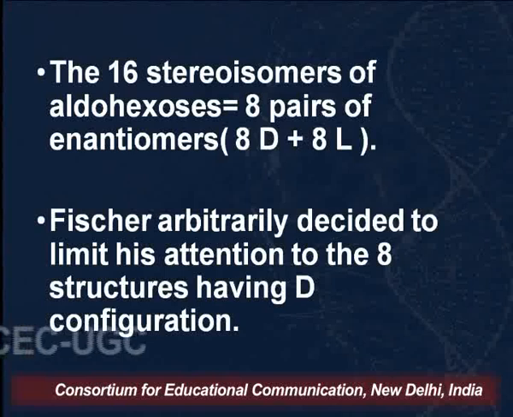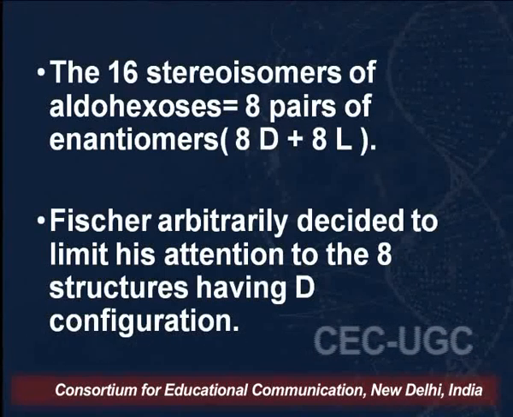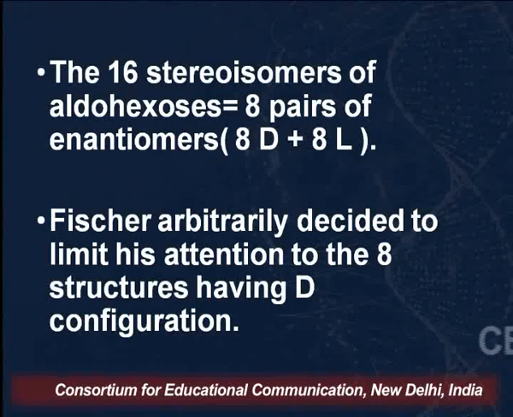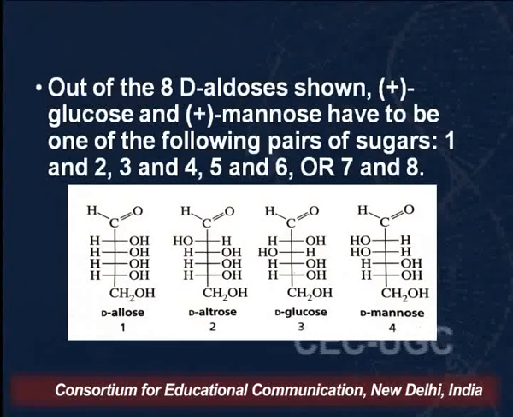configuration. His logic behind this was that the carbohydrates which occur in nature generally have D configuration. So he took only the D structures. Now, as you can see on your screens, I have shown you different pairs, like we have allose. Here I have shown you the complete structure with configuration at each chiral carbon. But just remember, this configuration was not known in 1888 when Fischer started his work.